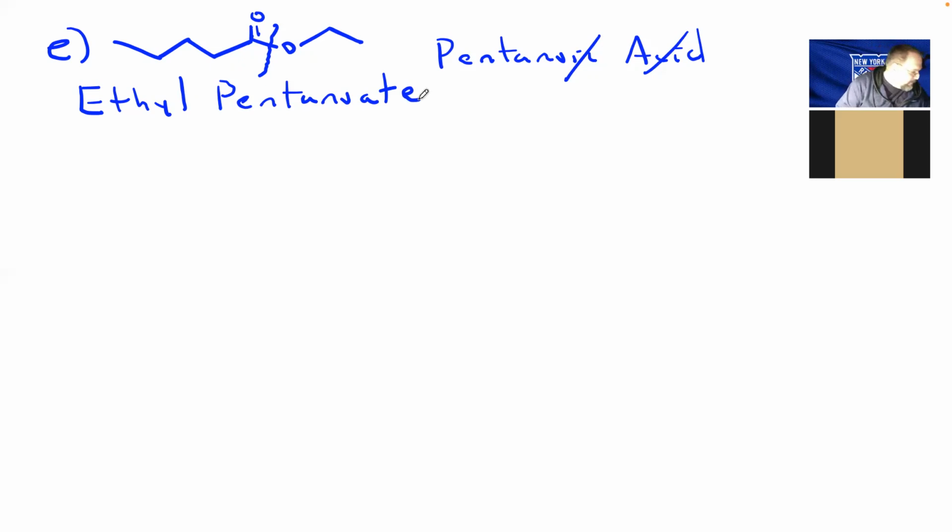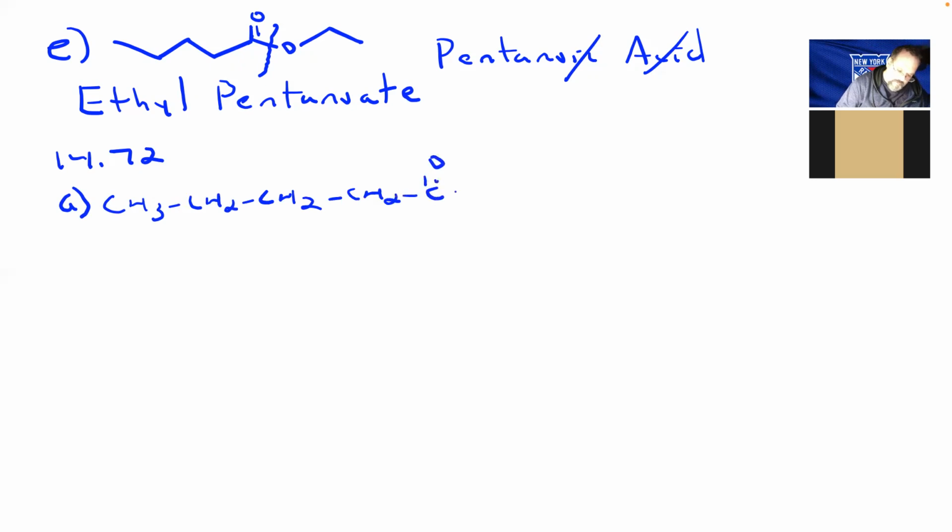Okay. All right, let's jump to 1472. And here's letter A. We've got CH3, CH2, CH2, CH2, C double bond O, NH2. All right, so what we have here is a primary amide. How do we name primary amides?